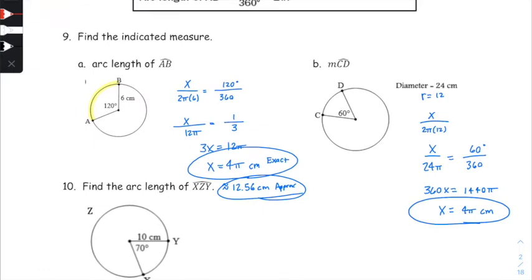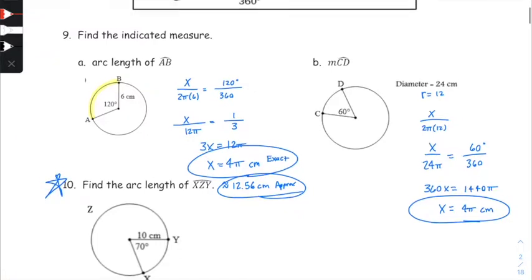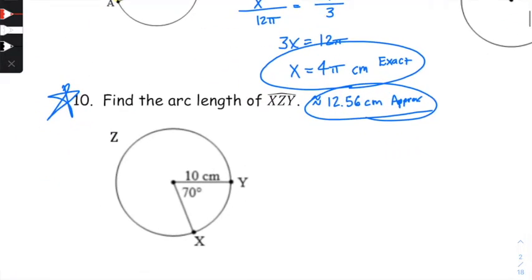Okay, next one's kind of a special one. If you want to put a star next to that, we're not finding the arc length of the short arc here. It's saying find the arc length here of XZY. And if we follow it right here, XZY is a major arc. It's a major arc since it's 3 letters, and then also we're going in the direction from X to Y, but you're going in the direction where Z is, which is over there.